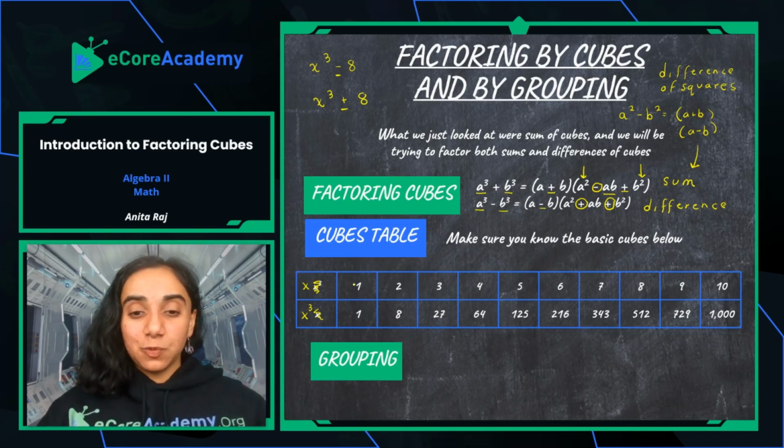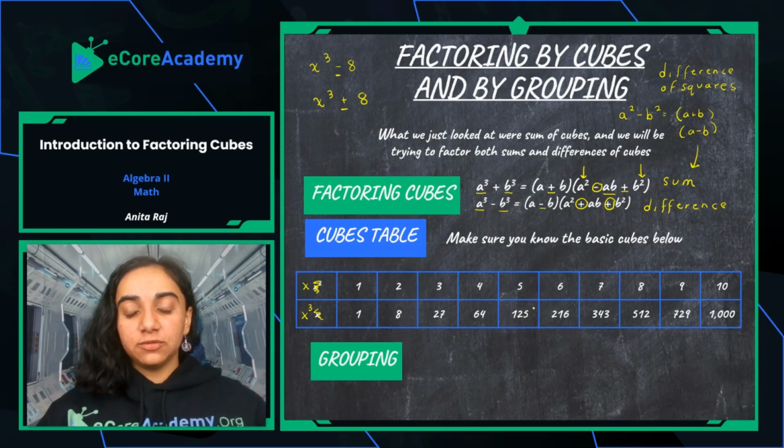So this is our x term. For example, in this case, it's 1. 1 cubed is 1. 2 is our x term. 2 cubed is 8. 3 cubed is 27. 4 cubed is 64. 5 cubed is 125. 6 cubed is 216. 7 cubed is 343. 8 cubed is 512. 9 cubed is 729. And 10 cubed is 1000.